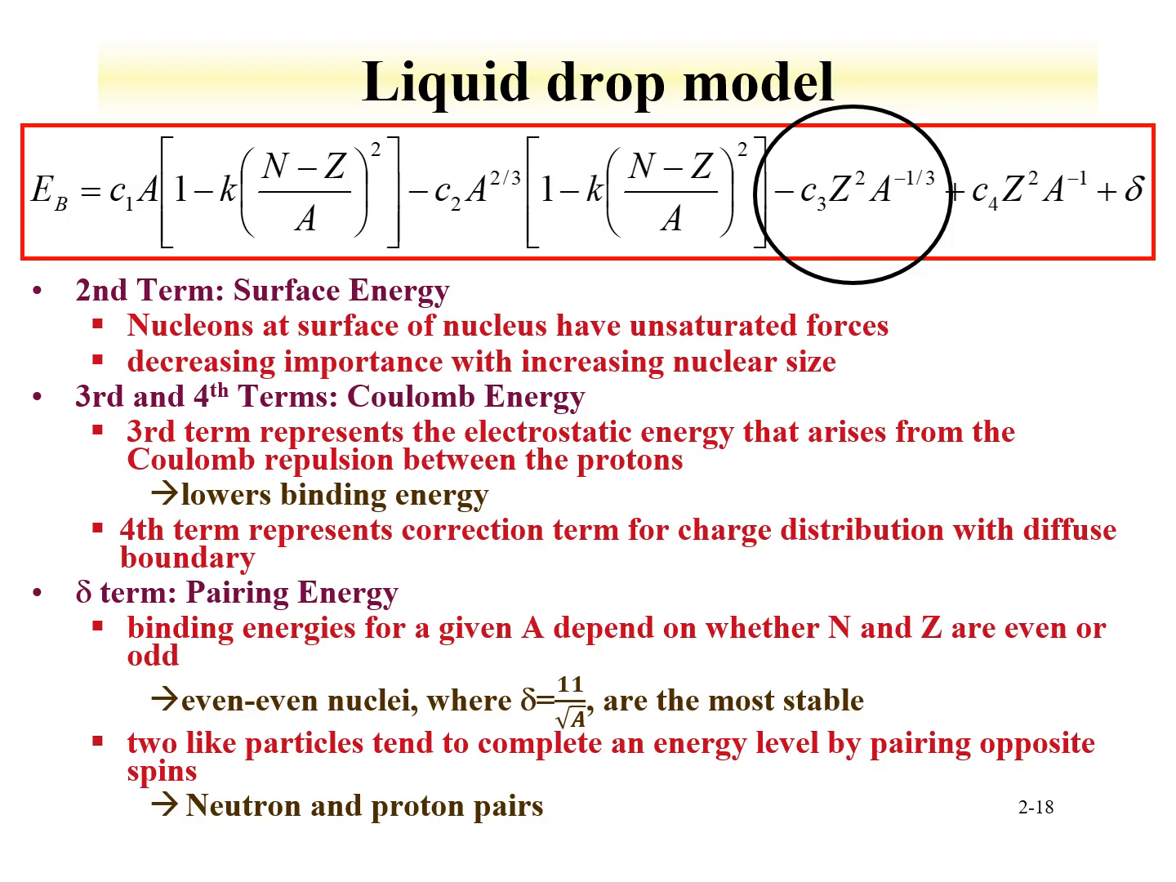And this takes into account some of the trends that are seen, that the binding energies for a given A will depend upon whether the N and Z are even or odd. If it's an even nucleus, they tend to be the most stable. So this is a term that's used. And two like particles tend to complete an energy level by pairing in opposite spins. So neutron and proton pairs, that's where some of that pairing information comes in. So again, it's kind of a correction. It's a little bit more complex than drops of water, but it is taking data that was measured for the binding energies, which again come from the masses for isotopes, and applying them to this model.